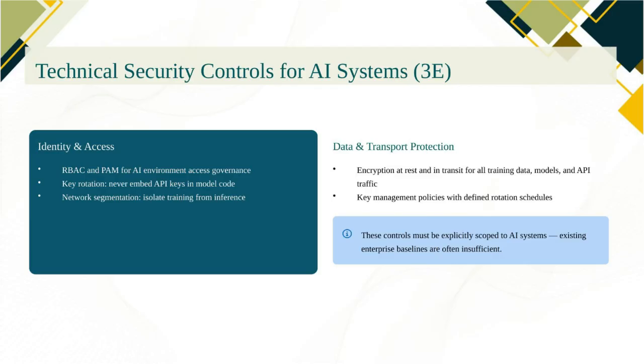Key management means rotating model API keys regularly and never embedding secrets in code. Secrets should live in a dedicated vault solution. And network segmentation means training environments are isolated from production inference environments. If a training environment is compromised, the attacker shouldn't be able to pivot to the production model. These controls aren't AI unique, but they need to be applied explicitly to AI components, which many organizations haven't done.